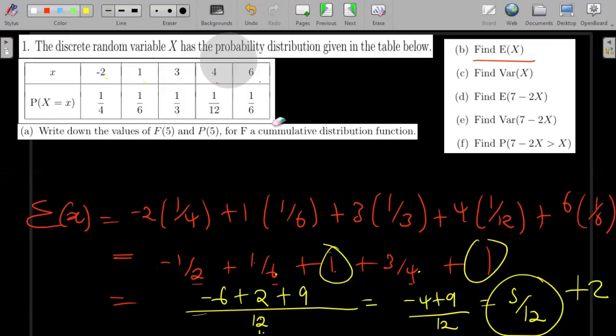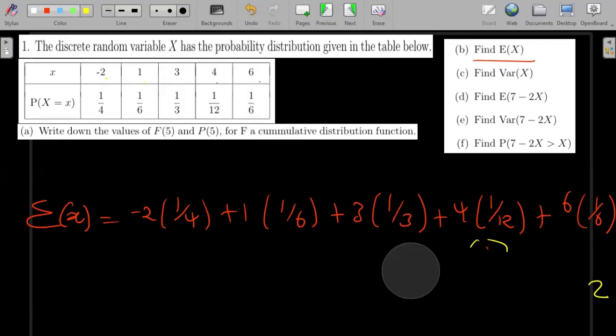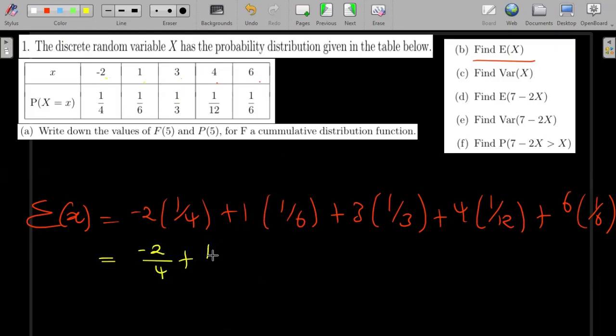Okay, I think let's redo this. I feel like we've gone wrong somewhere. So we have -2 over 4. I'll write it as -2 over 4. Here we have plus 1 over 6.